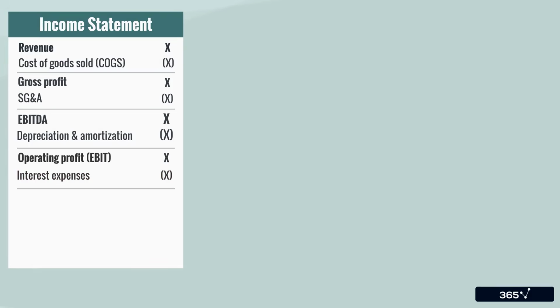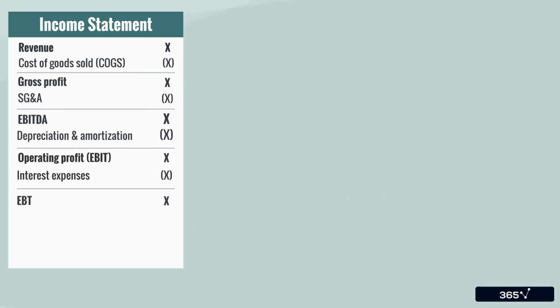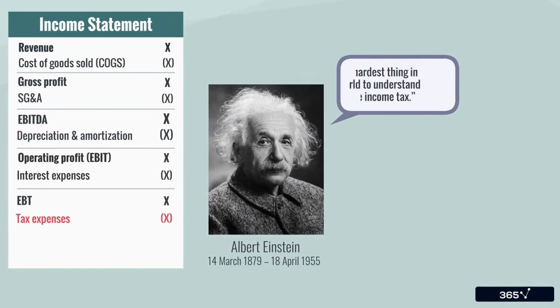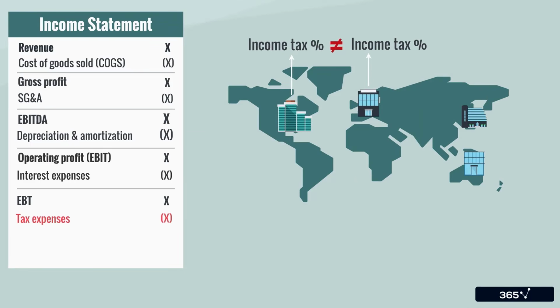So, the next accounting equation we need to remember is EBIT minus interest expense results in earnings before tax, or EBT. And finally, we have taxes. As Albert Einstein once said, the hardest thing in the world to understand is income tax. He might have been right. The rules for measuring the amount of income tax generated by a firm vary widely among countries. However, we will not go into the specifics right now.